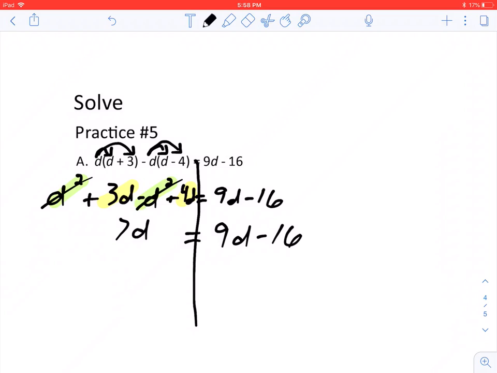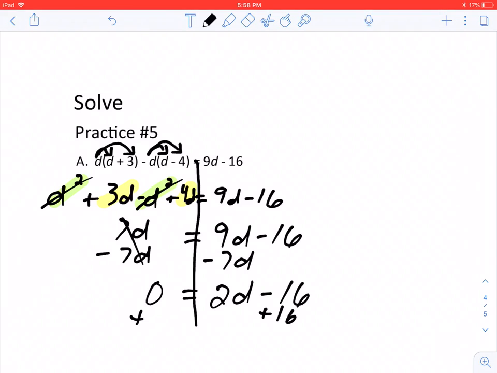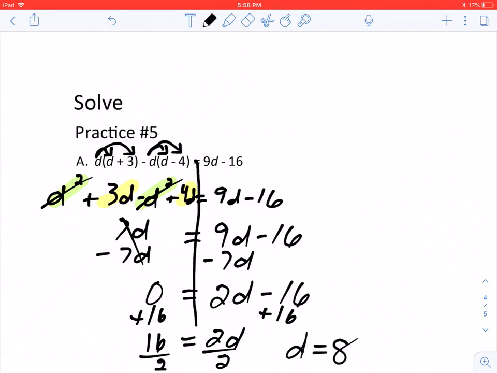And now you can see we have a much simpler algebraic equation that we need to solve. And in order to solve, we need to move all the variables to one side, and then we need to move all the other stuff to the other. So I'm going to subtract 7d from this side. I'm going to subtract 7d from this side. These two cancel, and I'm left with 0 equals 2d minus 16. I'm going to add 16, and I'm going to get 16 equals 2d. And then the last thing I'm going to do is divide both sides by 2, and I get d equals 8. So there's your final answer for that one.